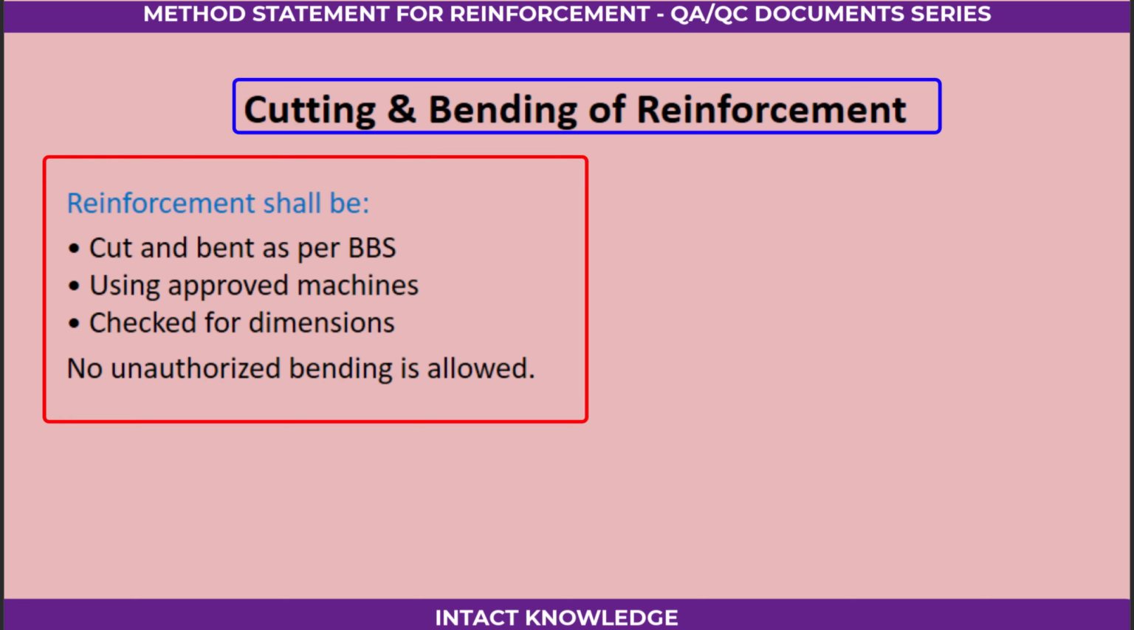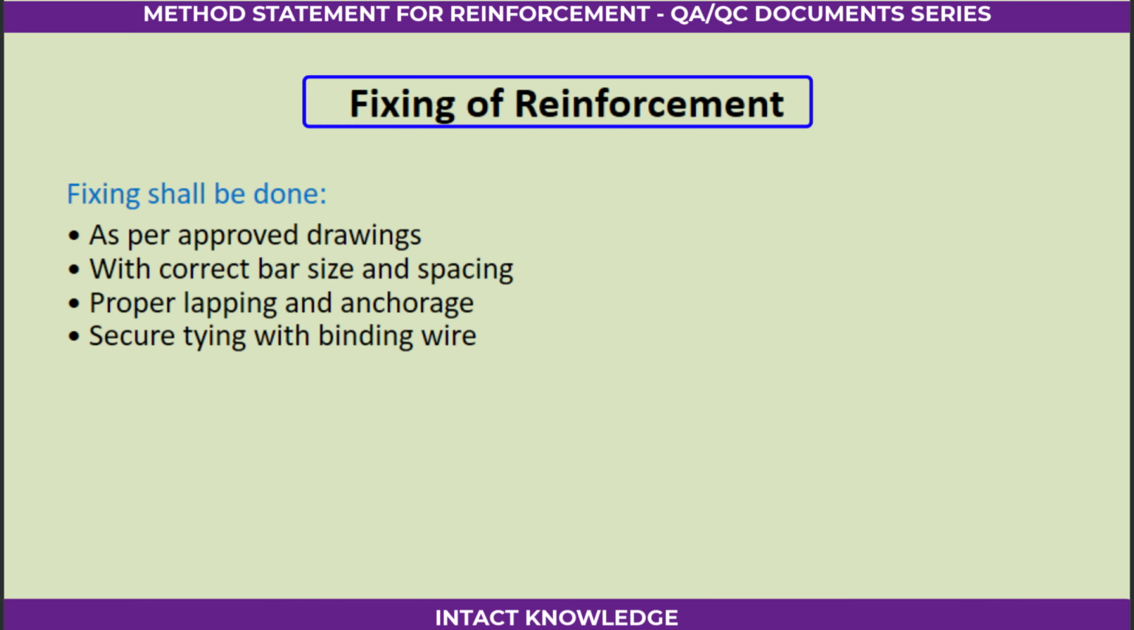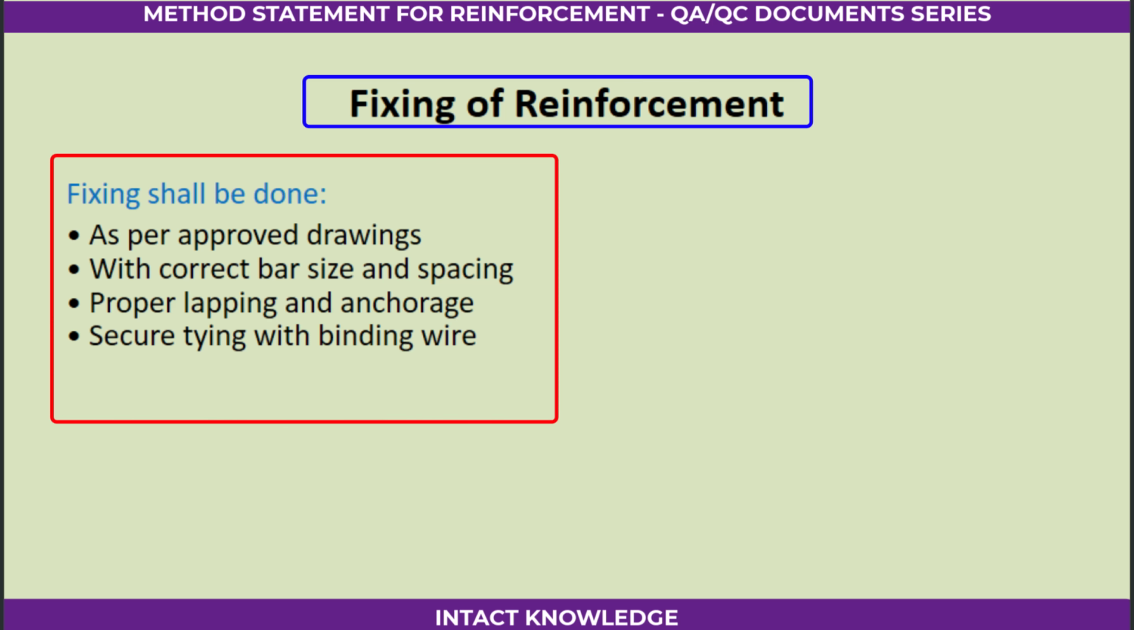Cutting and bending of reinforcement. Reinforcement shall be cut and bent as per BBS, using approved machines, checked for dimensions. No unauthorized bending is allowed. Fixing of reinforcement. Fixing shall be done as per approved drawings, with correct bar size and spacing, proper lapping and anchorage, secure tying with binding wire.